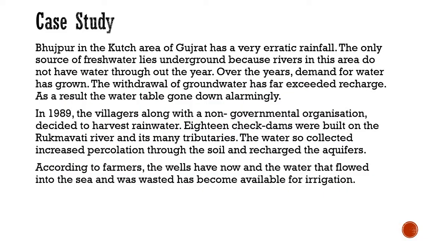Bhojpur in the Kutch area of Gujarat has very erratic rainfall. It receives very little rainfall throughout the year. The only source of fresh water lies underground, because rivers in this area do not have water throughout the year. So the people living in Bhojpur depend only on one source of fresh water, that is the underground water.